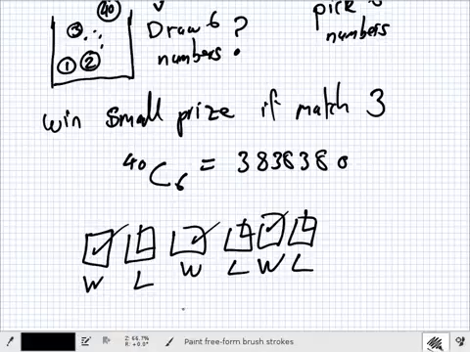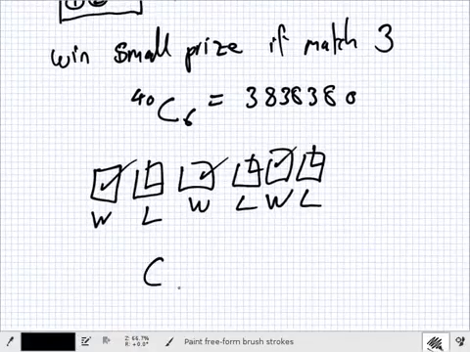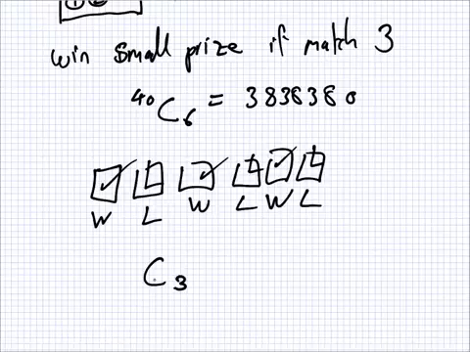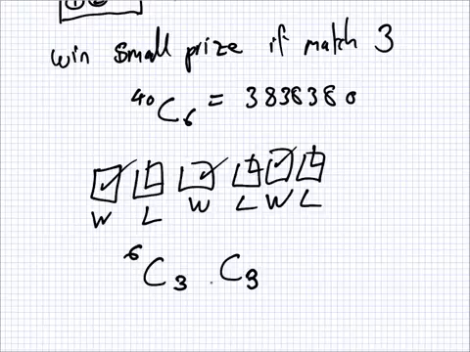So, how many winning numbers do we want to choose? We want to choose 3. And how many winning numbers do we choose from? 6. There's 6 numbers which are called winning numbers. We also want to choose 3 losing numbers. So how many losing numbers must we choose from? 34. So this is how many tickets you have that could match 3 and not match 3. So 6 choose 3 times 34 choose 3.